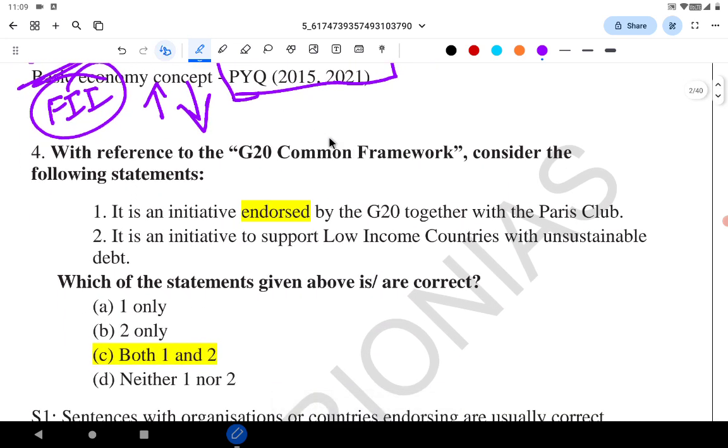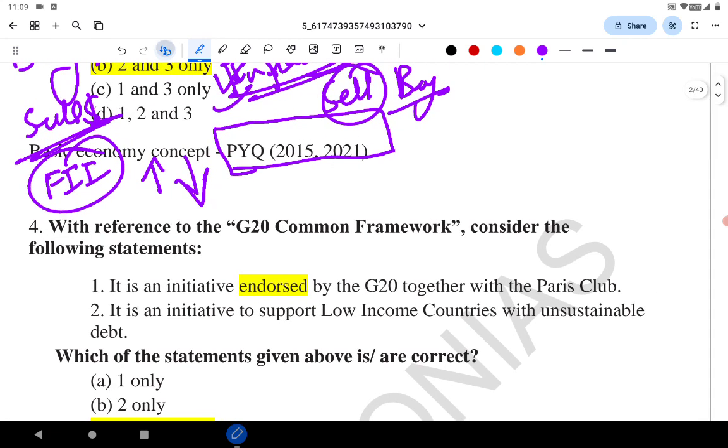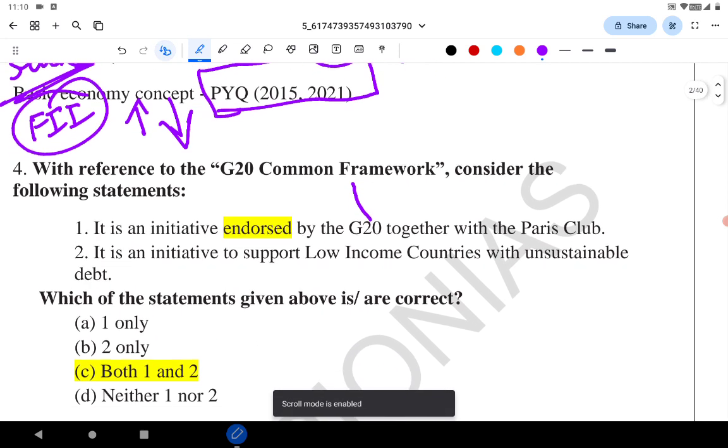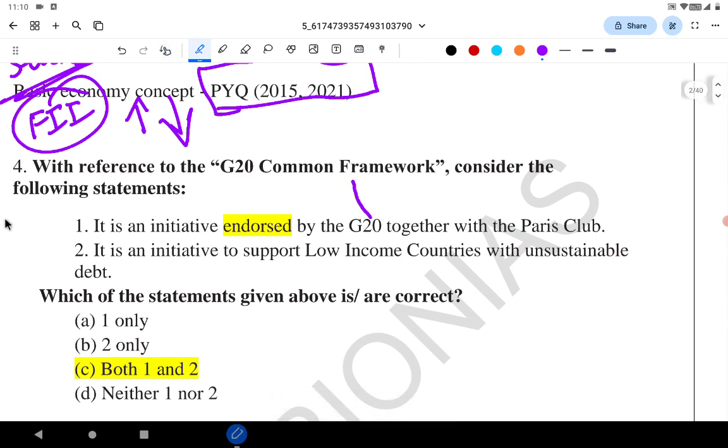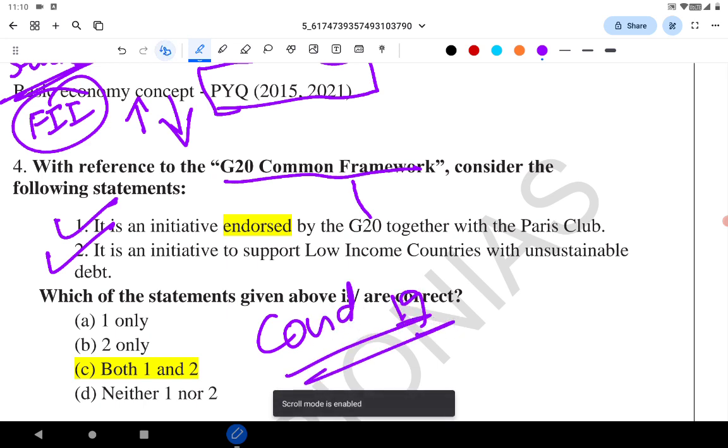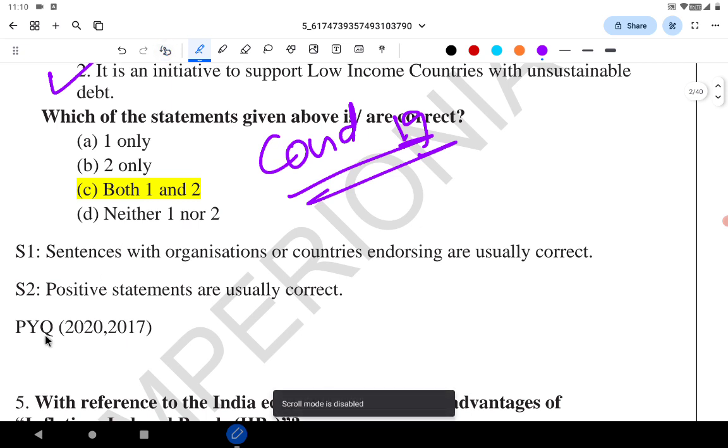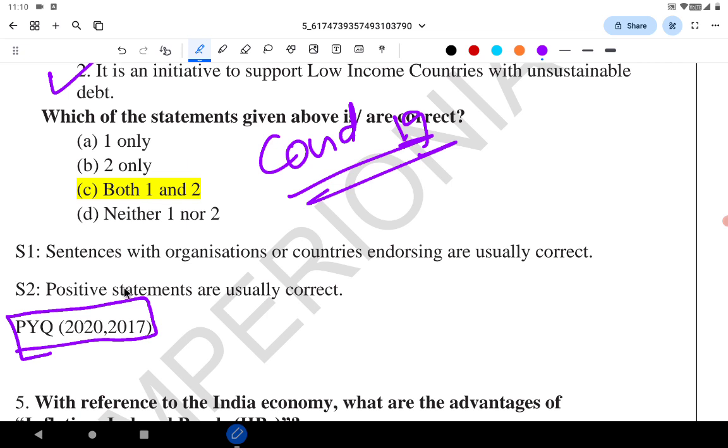With reference to the G20 Common Framework, consider the following statement. It is an initiative endorsed by the G20 together with the Paris Club. The first one is correct. It's a current affairs question. It is an initiative to support low-income countries with unsustainable debt. Correct. It was mainly started during COVID-19, when the debt of a few countries increased. Please know this: anything related to G20 is very important for the UPSC.